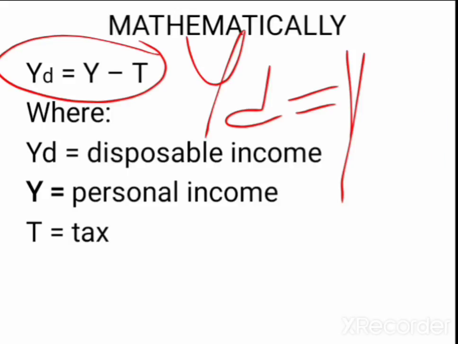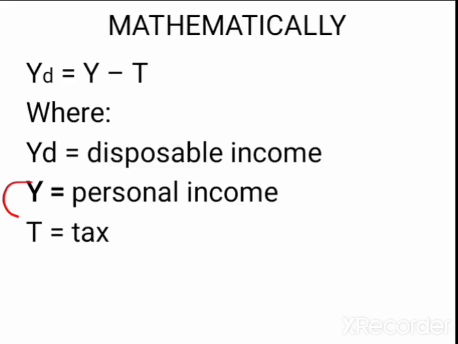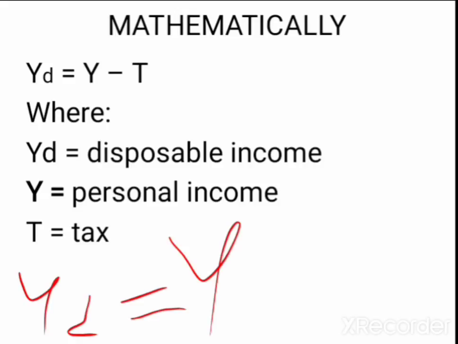Where Y stands for personal income and T stands for tax. So your disposable income, which is Y subscript D, is equal to your personal income, that's the amount you receive for taking part in the production process, as a teacher, the amount I receive for teaching, minus the amount I pay for tax. What is left for me is my disposable income.